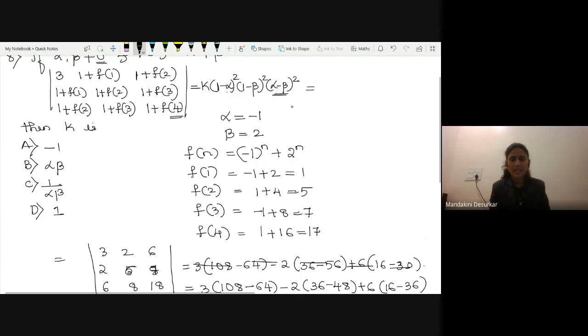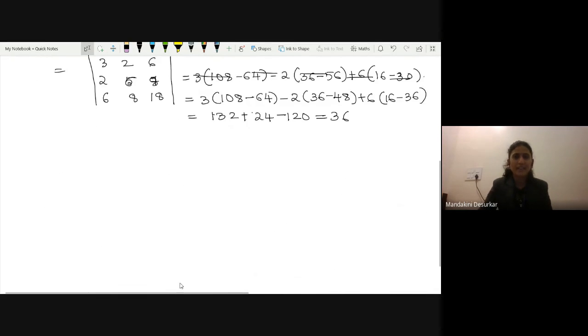If you look into this, it is K into 1 minus alpha. Alpha is how much? Minus 1. So minus of minus is plus. So this is 4. Beta value is 2. So 1 minus 2, minus 1, the whole square is 1. 1 minus 2, the whole square. So what will I get over here? And this will be 9 because minus 1 minus 2 is minus 3, the whole square. So this is 36k that I have got. Now what is my right option then? So 36k is equal to 36. So the value of k is 1.